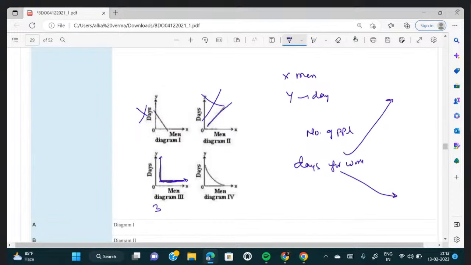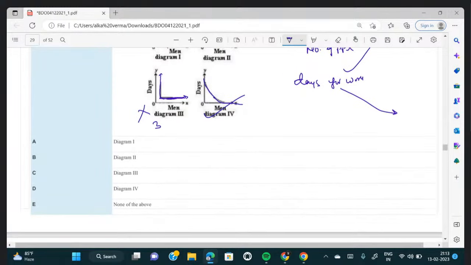Means even if you increase the number of men to 1, 2, 3, 4, number of days is still the same. This is not the case. Means the number of days should decrease. It should not remain the same. Now, if you look at the 4 diagram, yes, as soon as the number of men increases, number of days started decreasing. Going towards Y means what? It is decreasing. So option D is your correct answer.